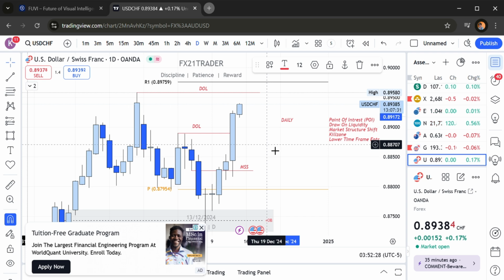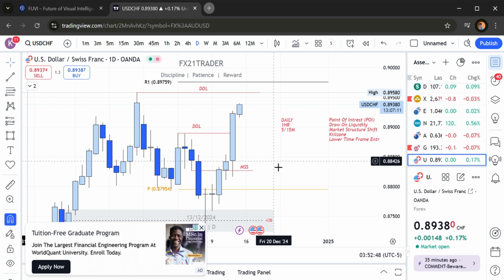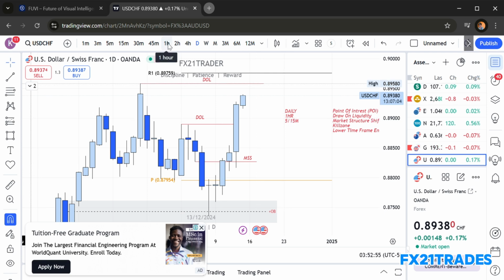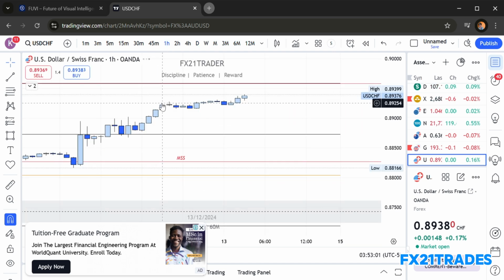Where we have got our bias from. So we are going to get our setup from the 1 hour, and finally we shall enter on the 5 or 15 minute. I hope we're clear on that. We are on the daily, so we shall move down to the 1 hour, and finally we shall enter on the 15 or 5 minute, depending on where it looks more favorable to enter from.